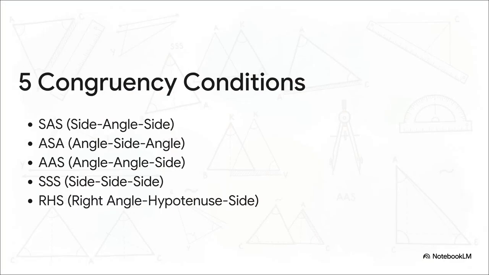So, the crucial point is that you actually only need 3 specific pieces of information to prove a triangle is an identical twin. We have 5 mathematically rock-solid cheat codes to make this happen: side angle side, angle side angle, angle angle side, side side side, and finally, right angle hypotenuse side. Let's break these down one by one.